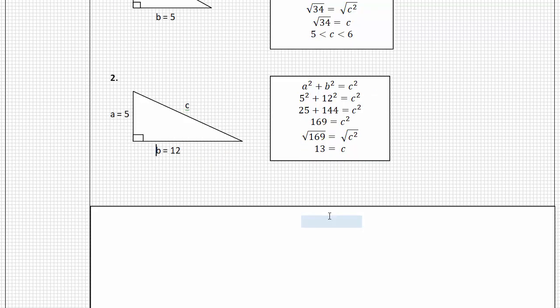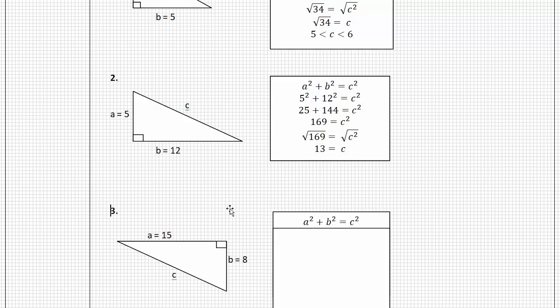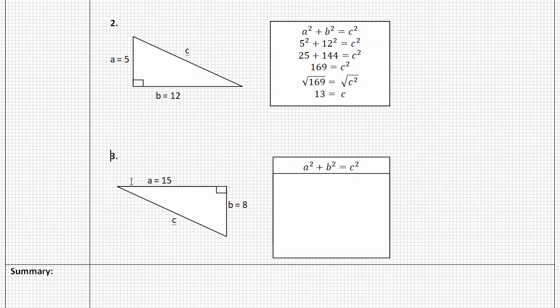I'd like you to do one more practice problem. For example 3, here is your problem. Again, you're finding the missing hypotenuse length. You're being given the values for A and B, and you're going to plug it into the Pythagorean Theorem and solve for C. Go ahead and pause the video if you need to complete this problem, and then resume the video when you're ready to compare your work with mine.